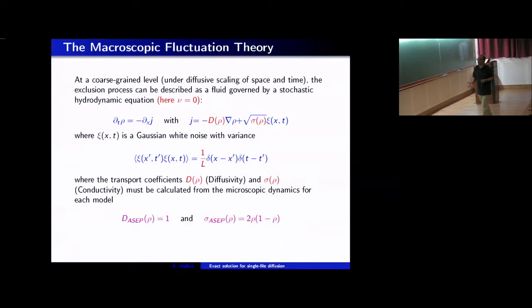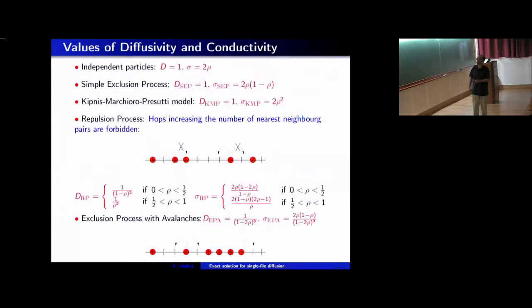It can be impossible. In the case of the exclusion process, it's quite easy. D is 1 and it's constant, and σ is 2ρ(1 minus ρ). But for more general models, I'm not going to go into the details, but you can play with plenty of models and try to compute these transport coefficients, and they can start looking ugly. There are even more ugly examples than that. But once you know these transport coefficients, you can a priori forget about the underlying microscopics and go to macroscopic immediately.